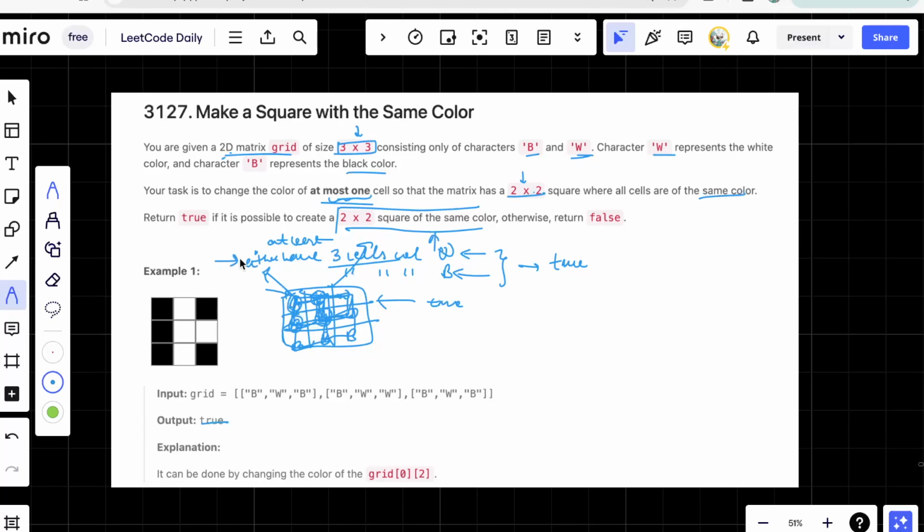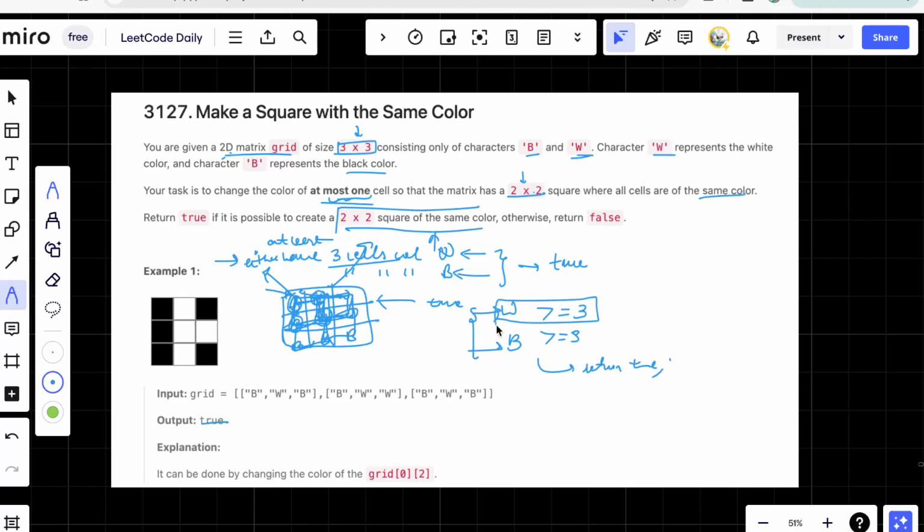To calculate a possibility where the number of white cells here are greater than or equal to 3, and the other possibility is that the number of black cells colored here are greater than or equal to 3, so for white and for black, right? So I'm going to calculate these two possibilities. Now if any of them happens to be true, I'll simply return true.